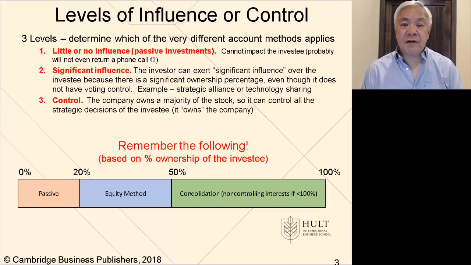The second is significant influence, and this is between 20% and 50%, where you probably will get your phone call returned if you called as a 20% owner in a company. However, you cannot dictate the decisions because you don't have voting control. Finally, control is where you have 50% or greater, and those require consolidation.